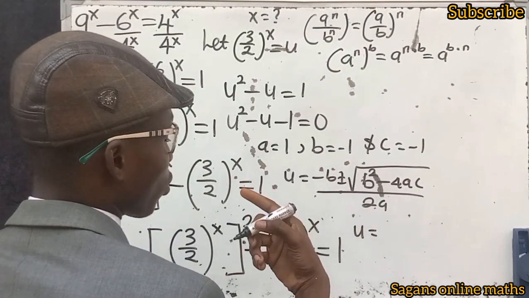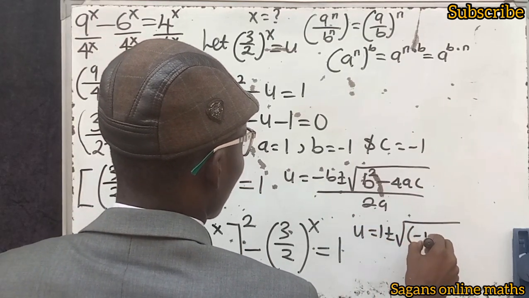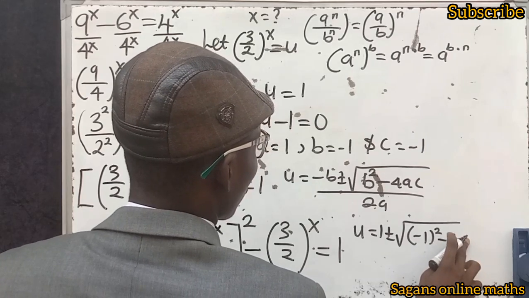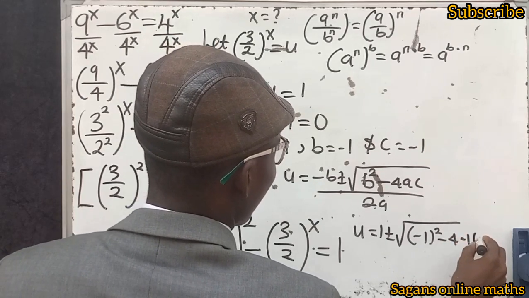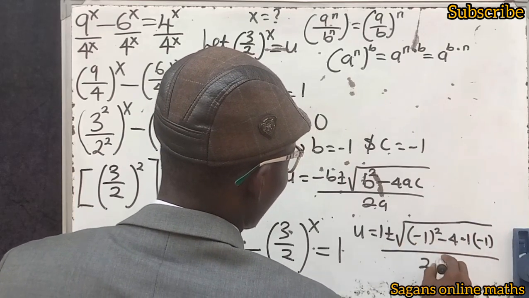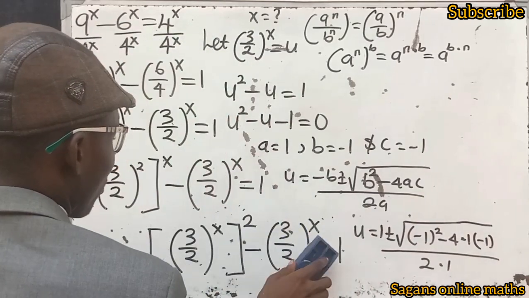That means our u will be equal to, look at minus b here, so minus times minus will be positive. So this here is 1 plus or minus the square root of minus 1 squared minus 4 times a, which is 1, times 1, into minus 1, because c is minus 1, divided by 2 multiplied by 1.